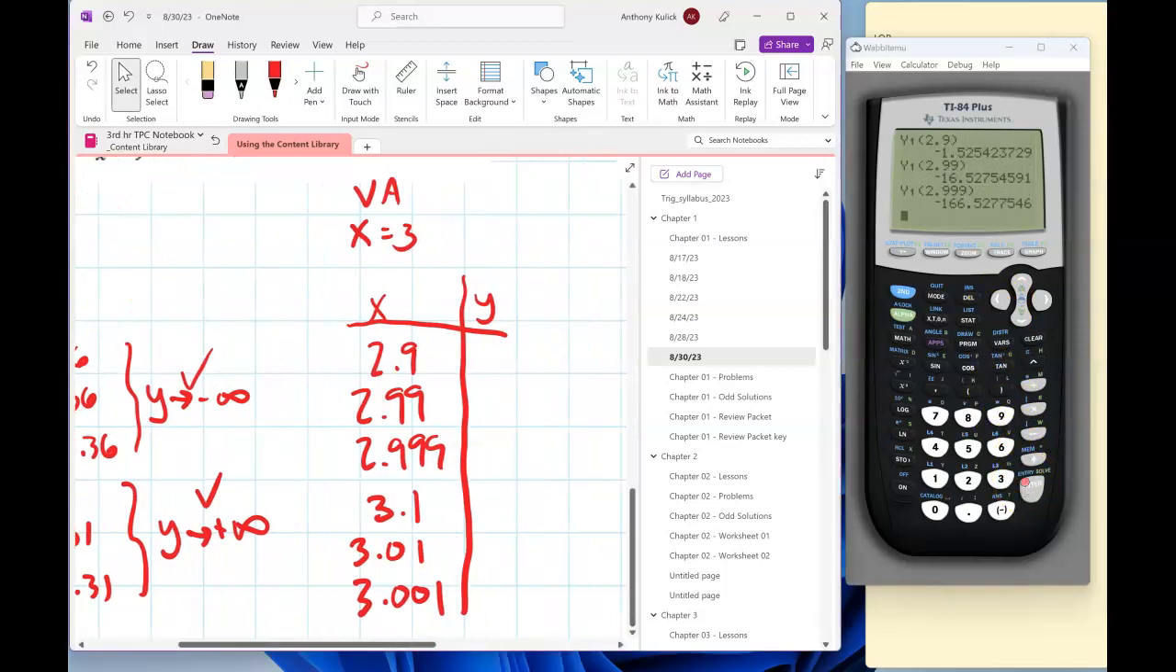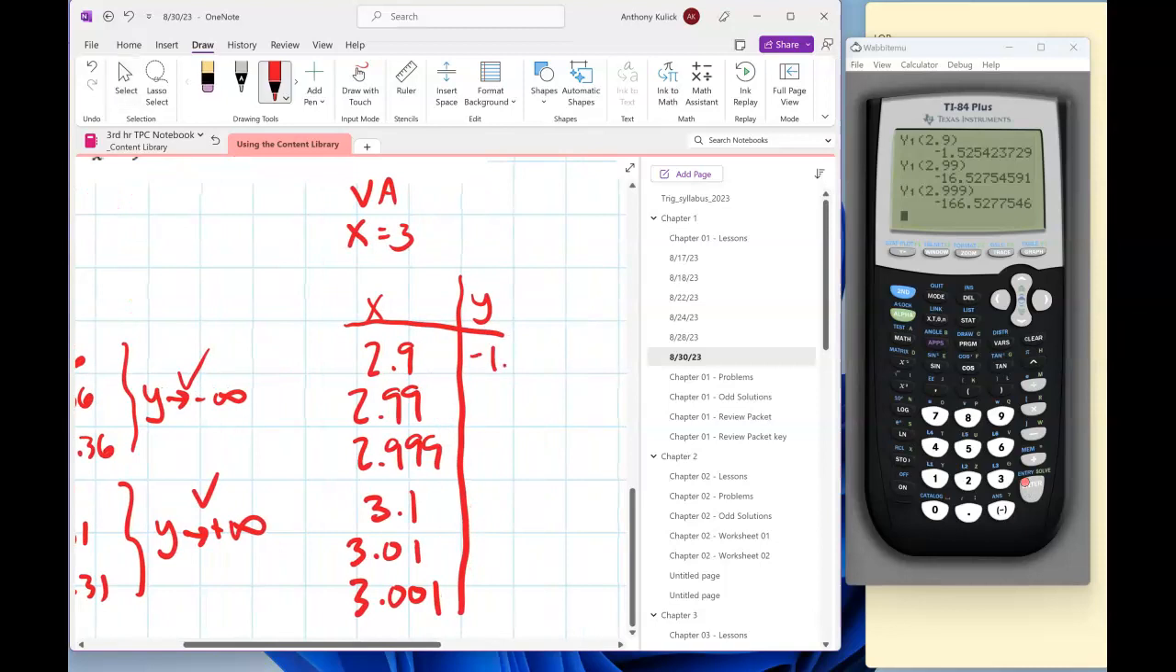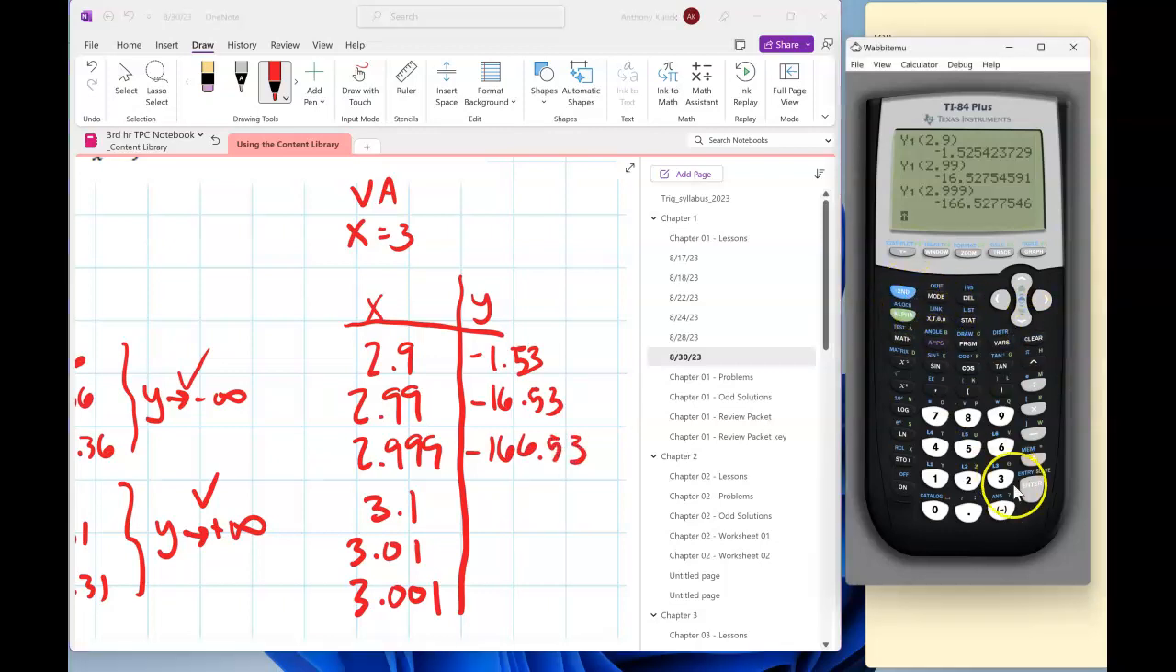So again, I have -1.53, -16.53, and -166.53. And then we'll just second and enter. I'm going to re-enter these things. Right? Again, this is just a lot of calculating, but I mean, it's relatively easy calculating once you kind of got the feel for it.